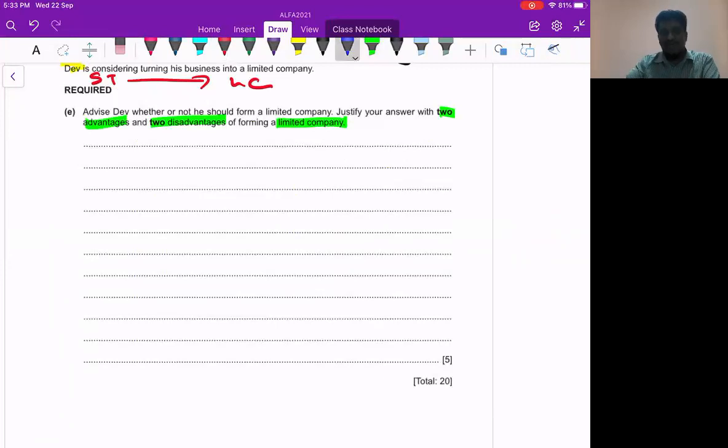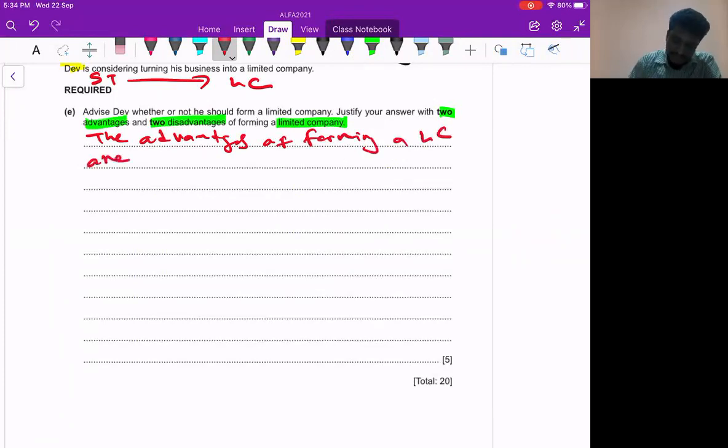So as I told you, do it in a paragraph. Okay, first we talk about advantages. Okay, what are the advantages? For now, I'll just write in point form, but in the exam you need to do it in sentences. Okay, it's okay, I'll just do it in sentences. I start with the advantages of forming a limited company are, okay, first one, what?